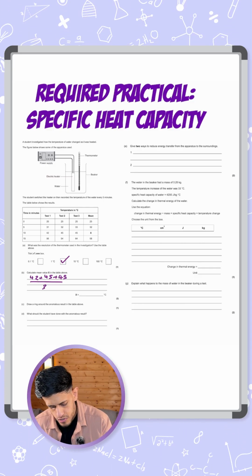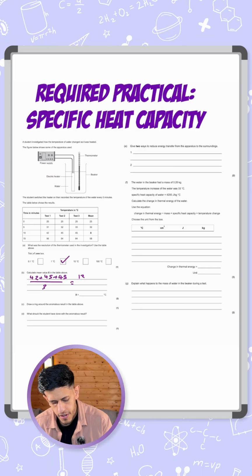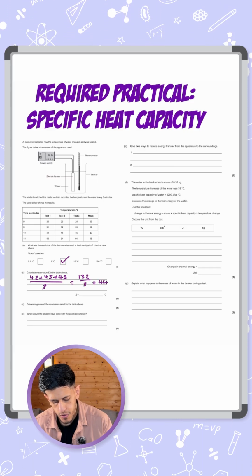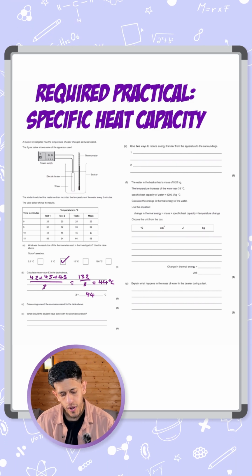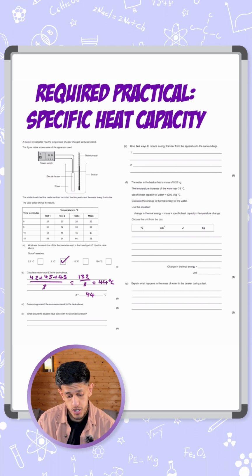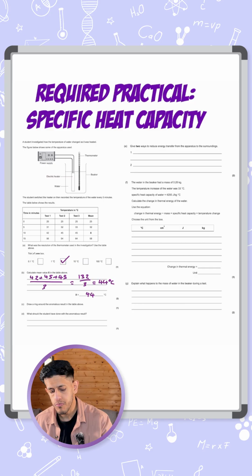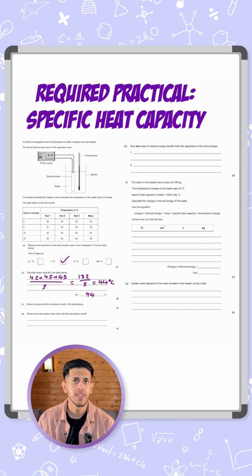So that is equal to the total at the top being 132 divided by 3, giving you a value of 44 degrees C. So I'll go ahead and pop that there. Quite an easy 2 marks. Then it says draw a ring around the anomalous result. Now here, this should be easy to spot because it should be the result that doesn't look like the others when they repeated the test.